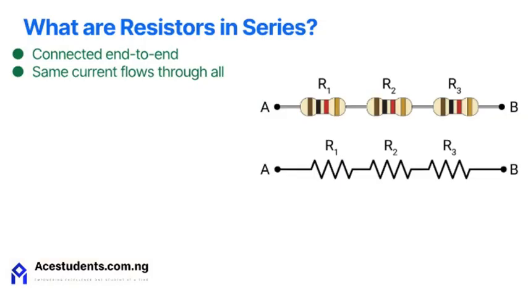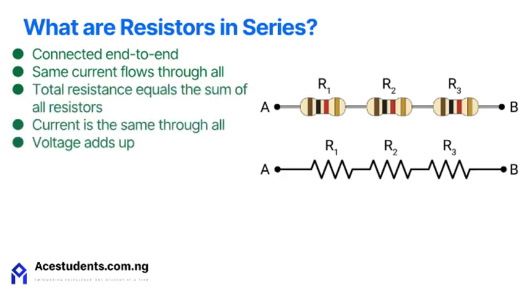The common arrangements of resistors are series arrangement and parallel arrangement. Resistors are said to be in series when they are connected end-to-end, so that the same current flows through each of them. In series circuits, the total resistance is the sum of the individual resistances. The same current flows through each resistor, and the total voltage is shared across the resistors.